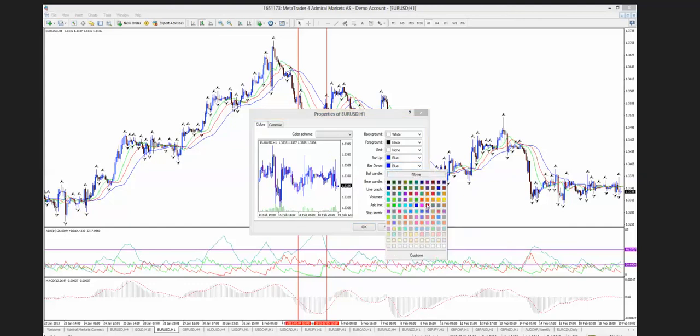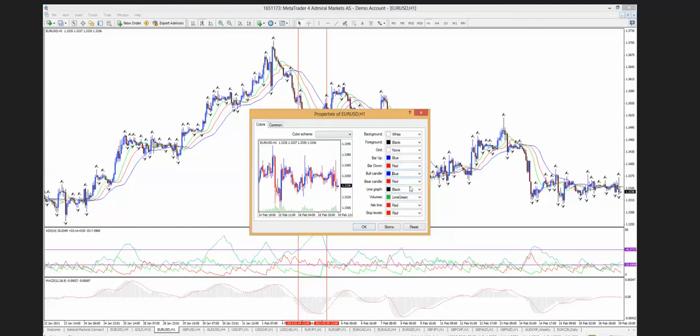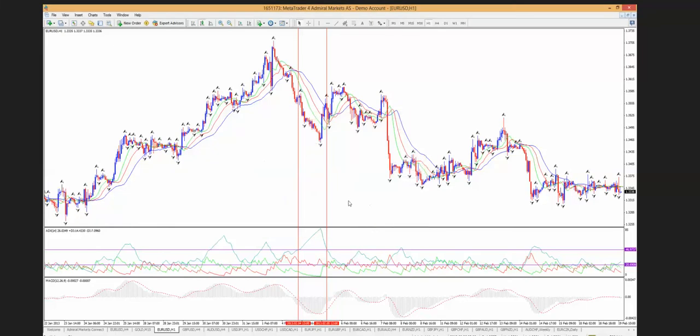All right. Let me just quickly change the colors here. I don't like these colors that much, so that becomes a bit clearer. Yeah, that's a bit better, I think.